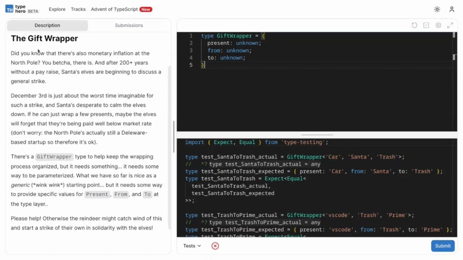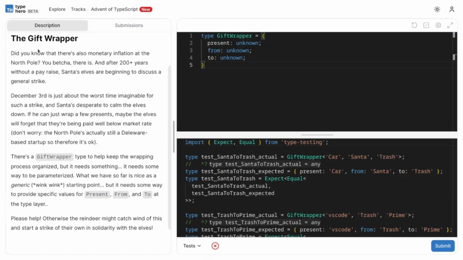There is a GiftWrapper type to help keep the wrapping process organized, but it needs something. It needs some way to be parameterized. What we have so far is nice as a generic, wink wink, starting point. But it needs some way to provide specific values for present, from, and to at the type layer. Please help. Otherwise, the reindeer might catch wind of this and start to strike of their own in solidarity with the elves.